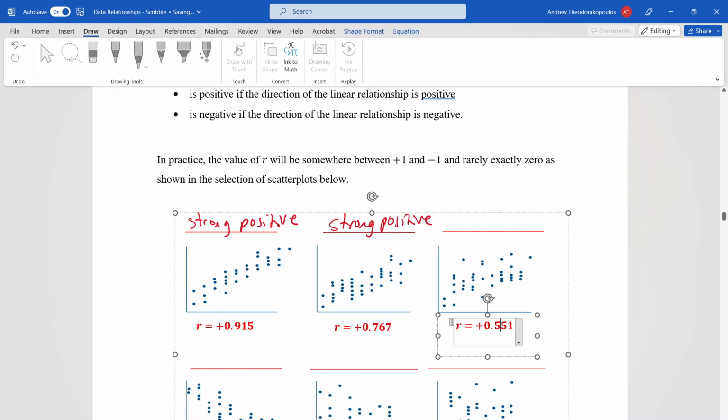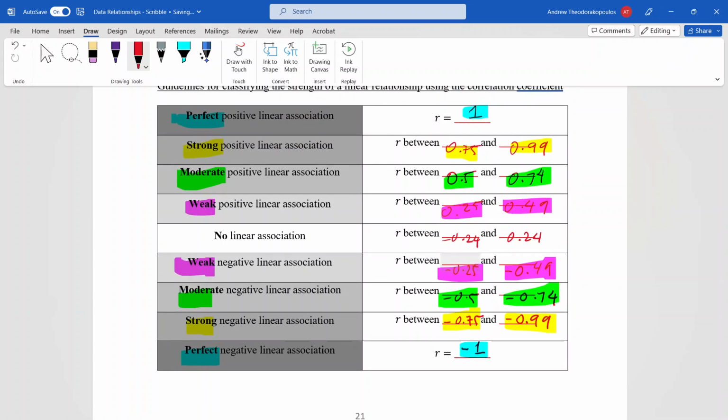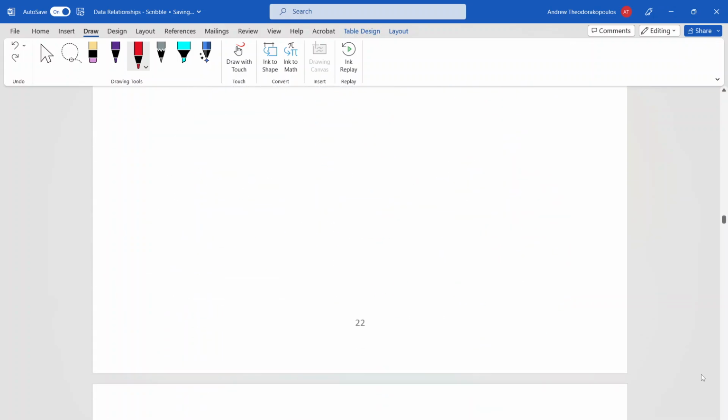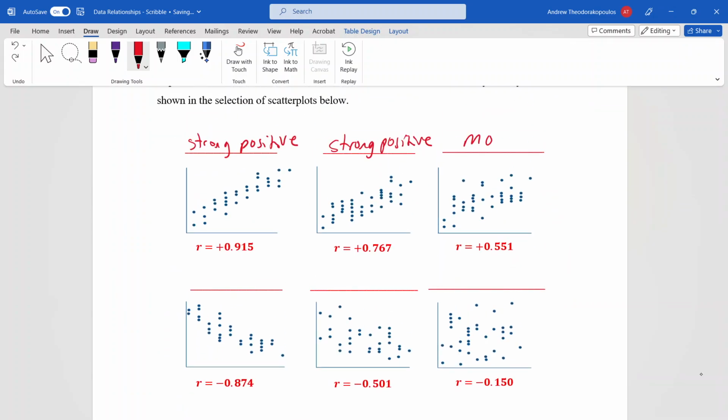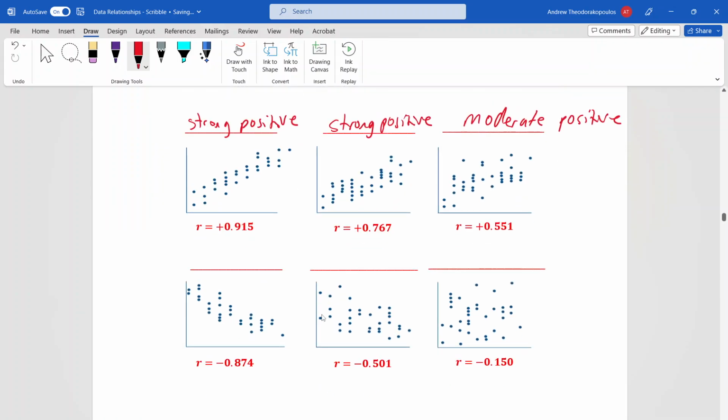Here we have 0.551. That's a positive number. 0.551 is in the green, in this section here. So we say that that is moderate positive. Okay, and so on. Now that we're dealing with the negative numbers, negative 0.874 falls in the yellow group here. So it's strong negative. This one here would be moderate negative.